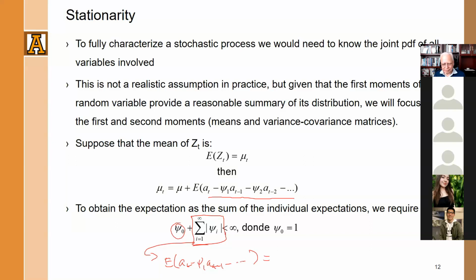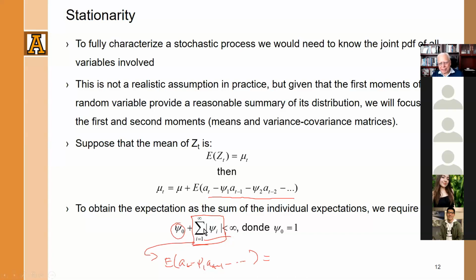The a's have a mean of 0, right? That's correct. Yes, Marianne, it will be 0, because it's the sum of the expectations. Since this converges, this will be the sum of the expectations, and the expected value of each one of these terms is 0, because the psi's are constants, they are not random variables. The only random variable here is a_t, and it has expected value 0.